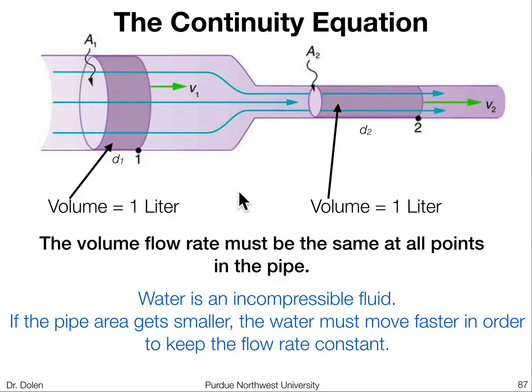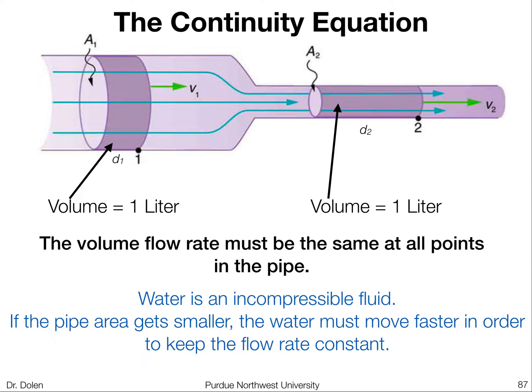So when this pipe gets smaller, all of a sudden it can't just stop, right? What happens is it needs to spread out and move faster in order to keep this 1 liter per second flowing past any given point in a given period of time. If I look at point 1, there's 1 liter per second passing that point. If I look at point 2, there's 1 liter per second passing that point. In order for that to happen, the water must be moving faster when you make the pipe smaller. Water is completely incompressible, and it's a completely filled pipe.